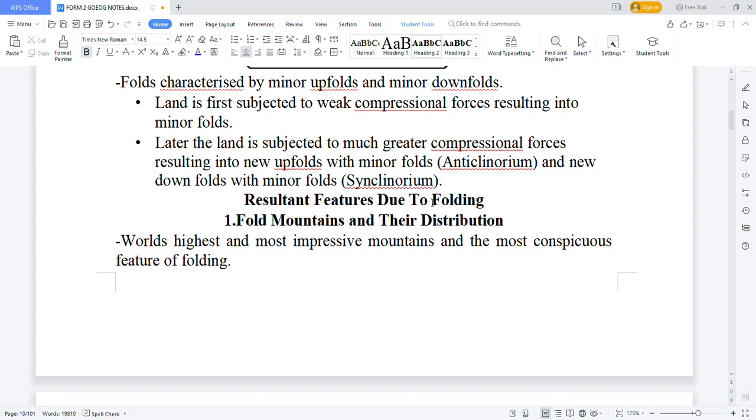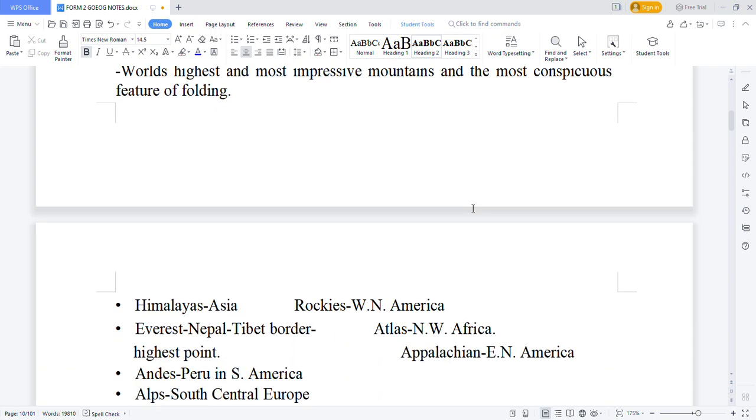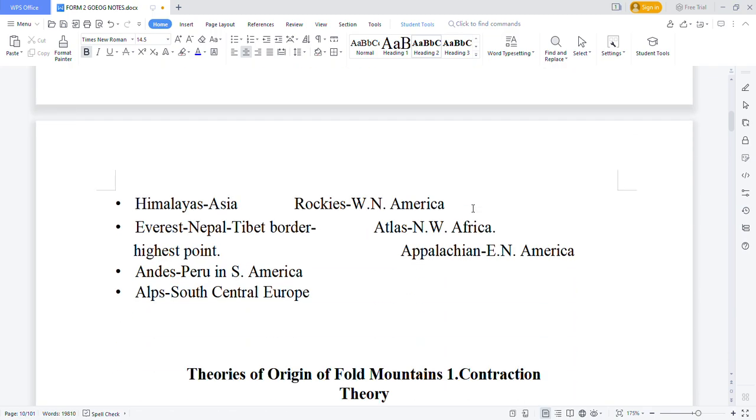Resultant features due to folding. Number 1, fold mountains and their distribution. So we're going to talk about fold mountains and their distribution as one of the features that result due to folding. The world's highest and most impressive mountains and the most conspicuous features of folding are, we have the Himalayas in Asia, Everest, Nepal, Tibet border, highest point.